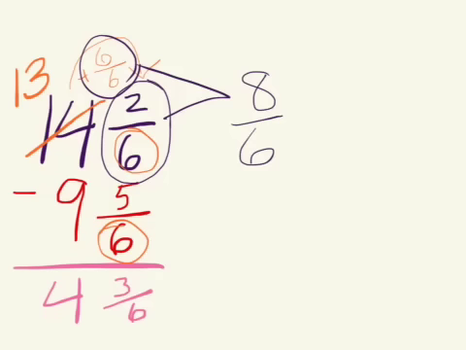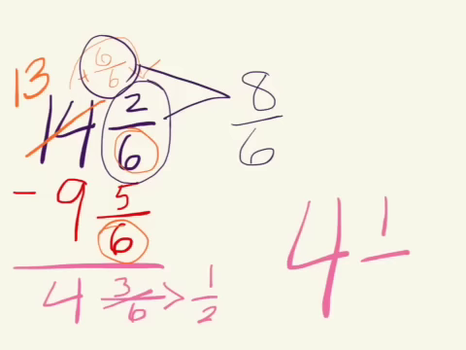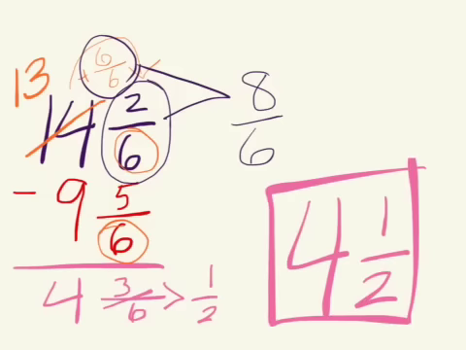Let's divide both the numerator and the denominator by a factor that they share. In this case, divide by 3 and divide by 3. And you will get 1/2. So our final answer, dun, dun, dun, dun, is 4 1/2. 14 2/6 minus 9 5/6 is 4 1/2.